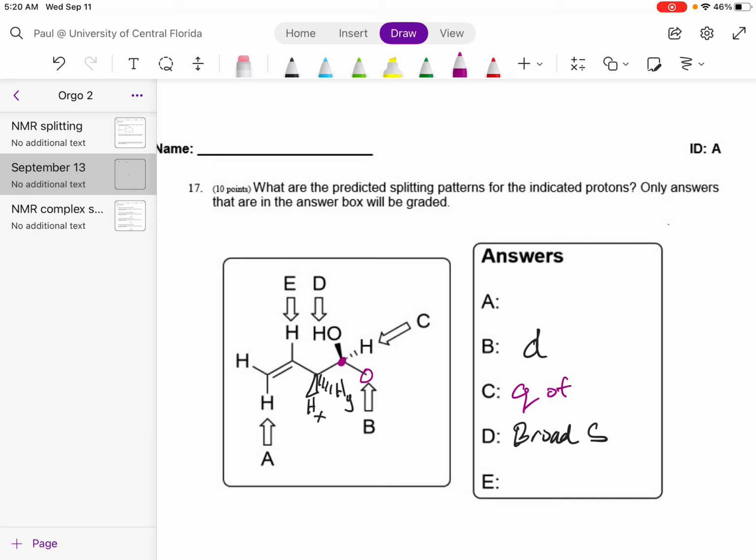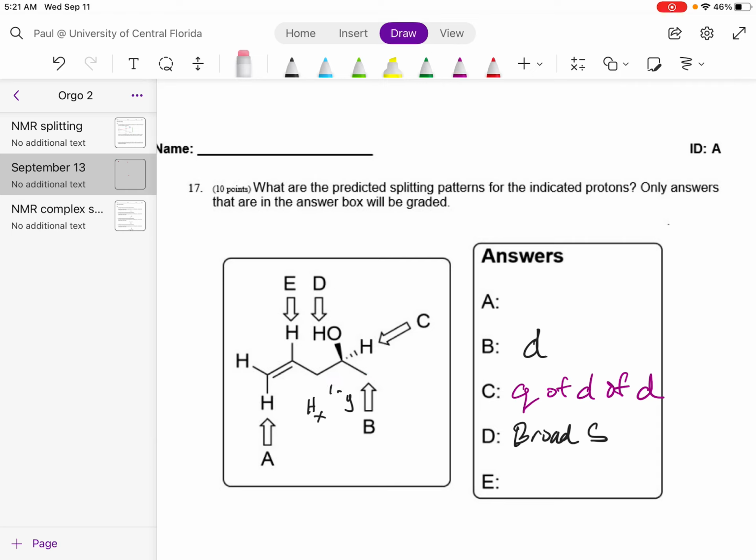The C proton is attached to the carbon with a solid dot, which is also adjacent to that one. And we see that we have an X and a Y proton. So X is going to split C into a doublet. And proton C is going to be split by proton Y as a doublet. Like that.